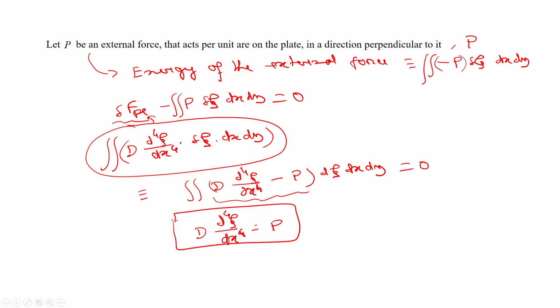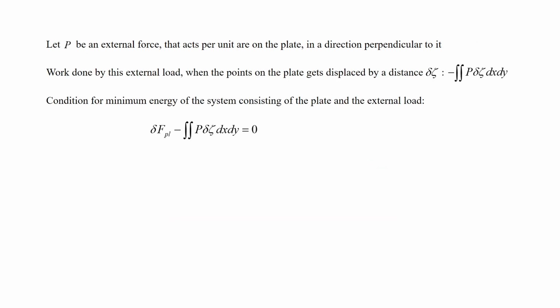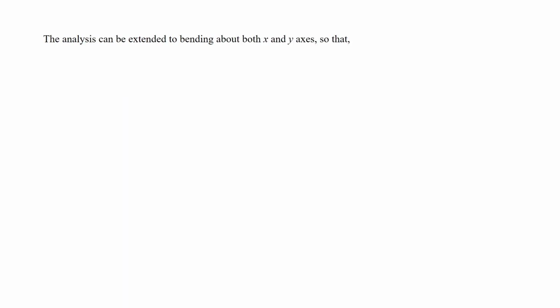That is the balance of force. So, this is the bending force and P is the external load that is applied on this plate. That is all it means. Of course, there are boundary conditions that will come and I will describe in a minute, but here it is the condition for minimum energy of the system consisting of the plate and the external load will be equal to this, and therefore, we have obtained that d into d4 zeta by dx4 minus P equal to 0. So, that is the balance of force.